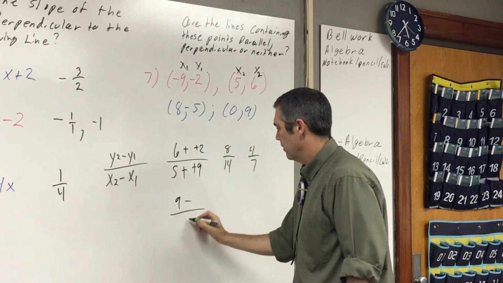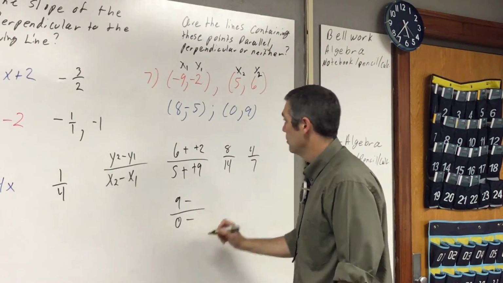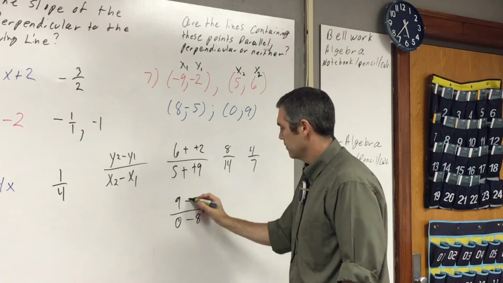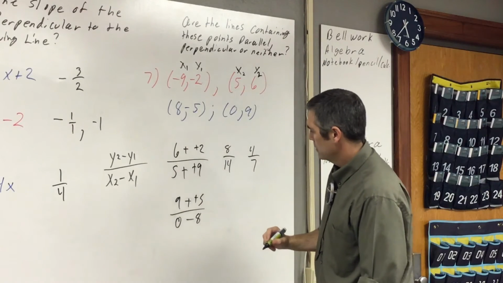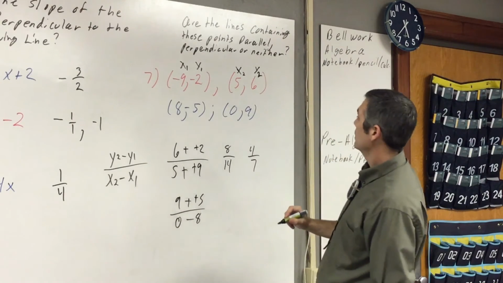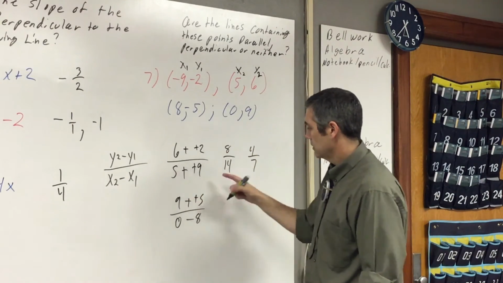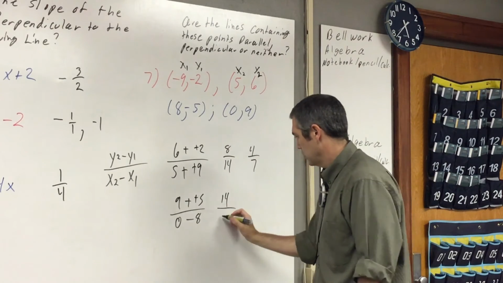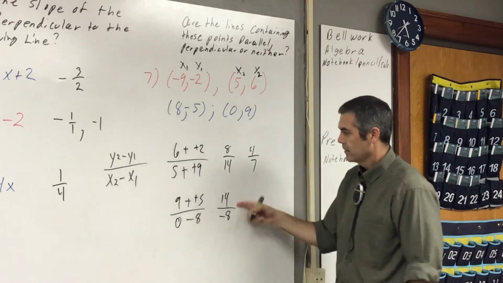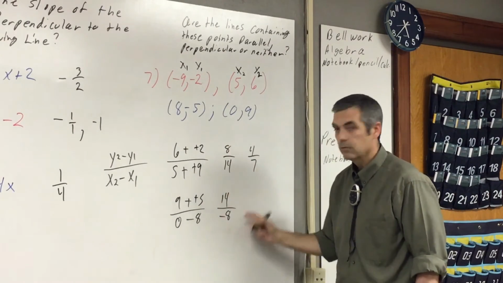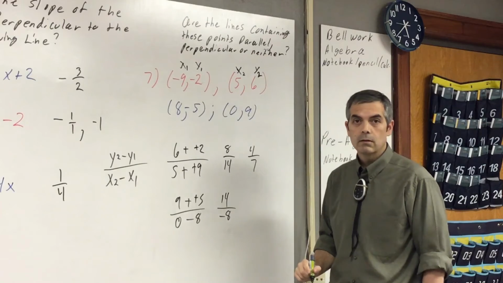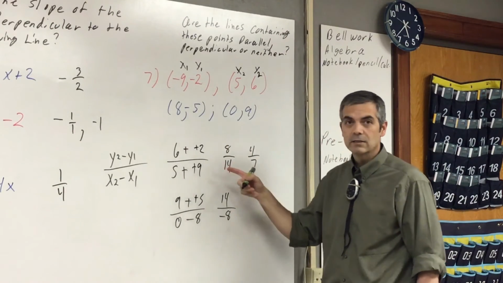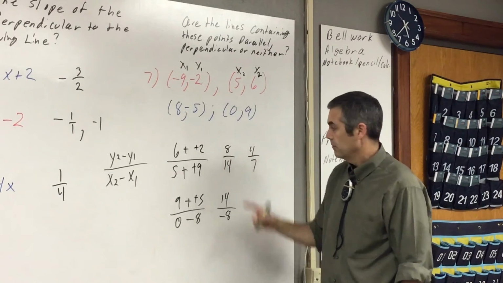All right, so do the same thing here. 9 minus 0, negative 5, 8, click. Do that right. Get you 14 over negative 8. Oh, look at that. See, I could have stopped right here, and I know, okay? I don't even have to go here. I can look right here, and I can tell these are perpendicular.